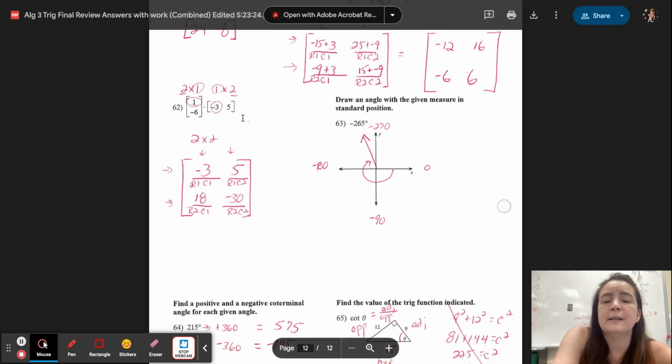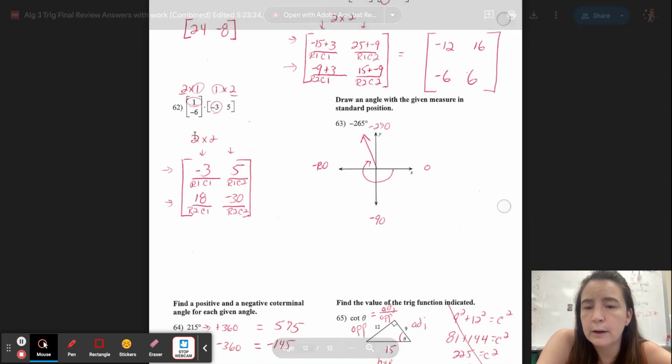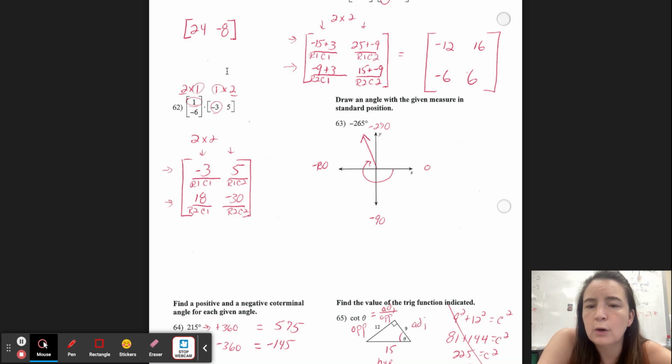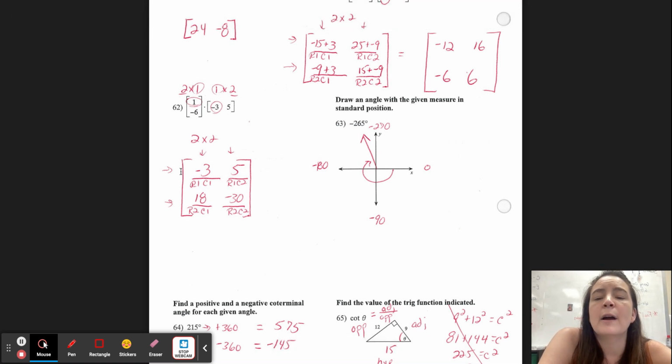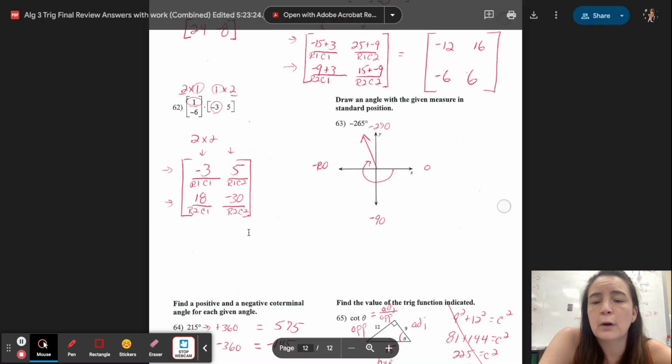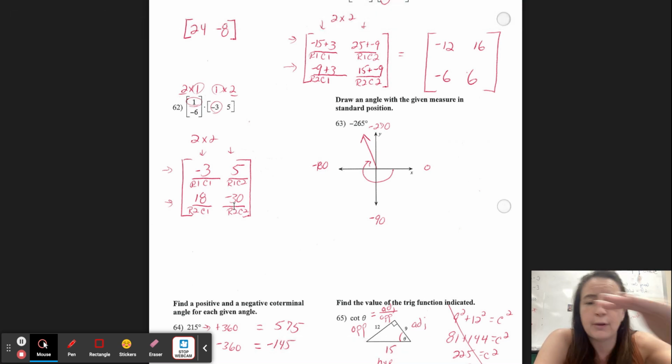Okay, for number 62, this is 2 rows, 1 column. This is 1 row, 2 columns, but we can still multiply this because the inside numbers match. The outside numbers will give us the dimensions of our answer. So again, I went ahead and I drew myself a 2 rows by 2 columns box, and I had just little blank lines. I had 4 blanks.